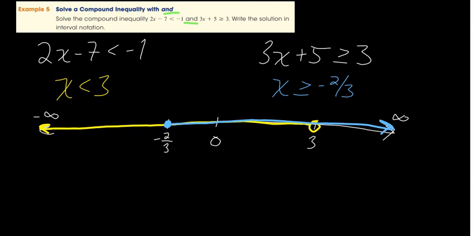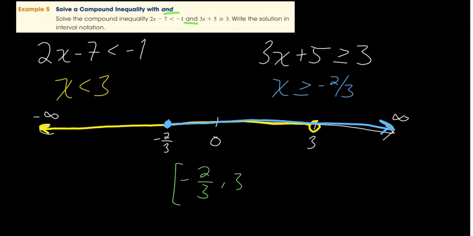What it looks like is we overlap at negative 2/3, and then we go all the way to 3. Well, now we have to figure out, do we do parentheses or brackets? At negative 2/3, the yellow line is including it, because it's running right over it. And at negative 2/3, the blue is also including it. So we do include negative 2/3 there, so we're going to put a bracket.